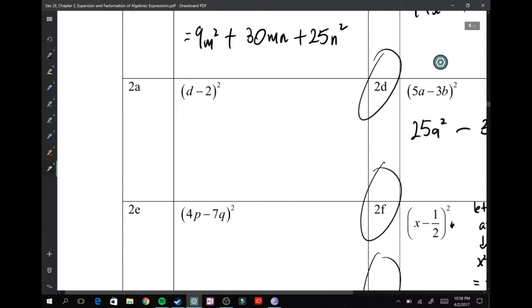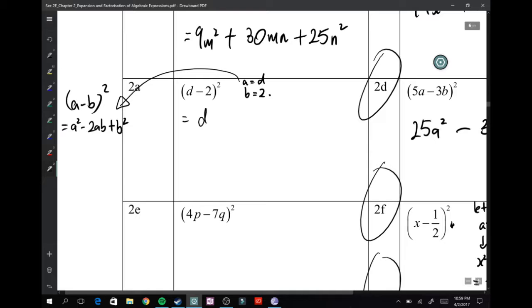If you have forgotten, (a - b) squared equals a squared minus 2ab plus b squared. So we do the same thing here. If you want, you can write a equals d, b equals 2. Just bring this in here. What you get is d squared minus 2 times d times 2 plus 2 squared. You get d squared minus 4d plus 4.